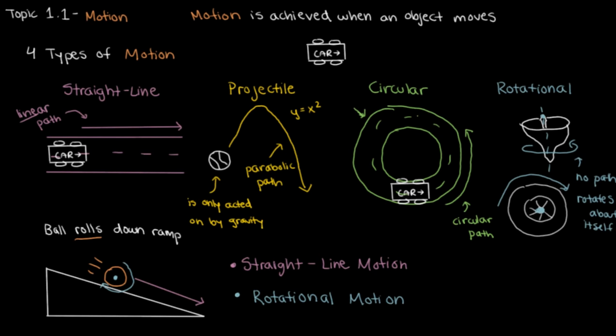It's important to remember that a ball traveling down the ramp follows straight line motion and rotational motion. Early on in physics, though, because I told you the order of the types of motion we'll discuss is straight line, then projectile, then circular, then rotational, we kind of view straight line and projectile as the first half of the course, and circular and rotational as the second half of the course.